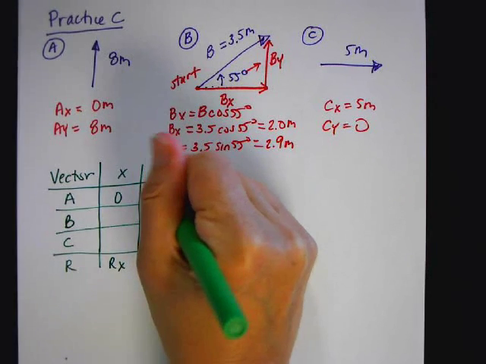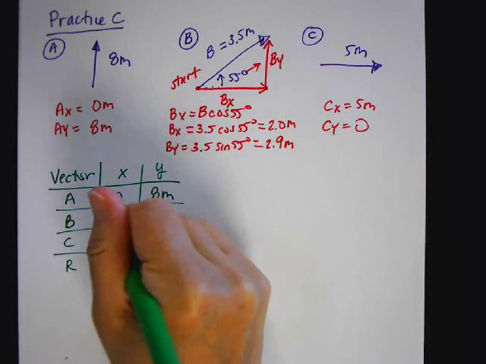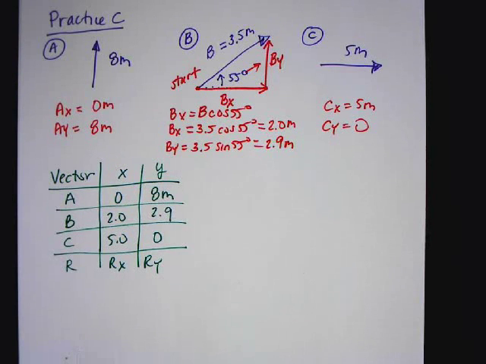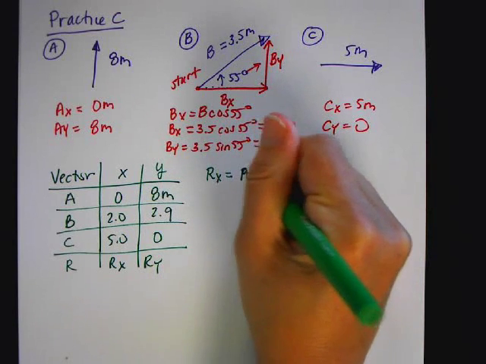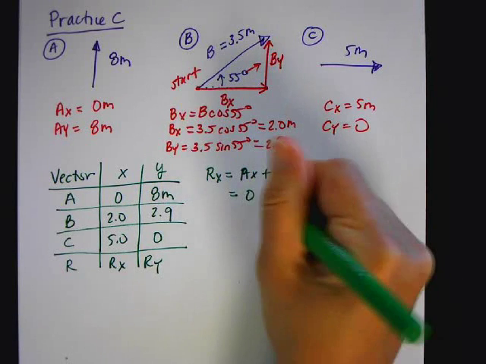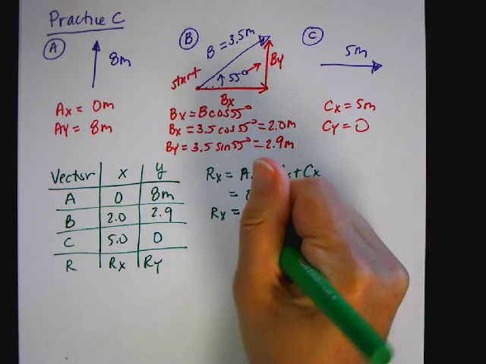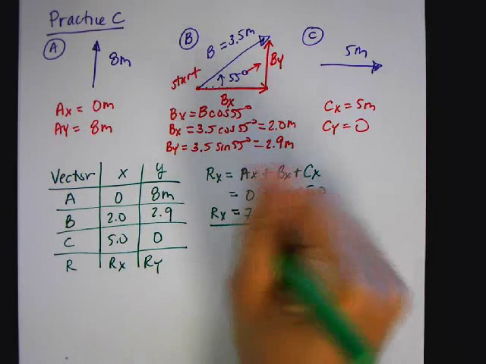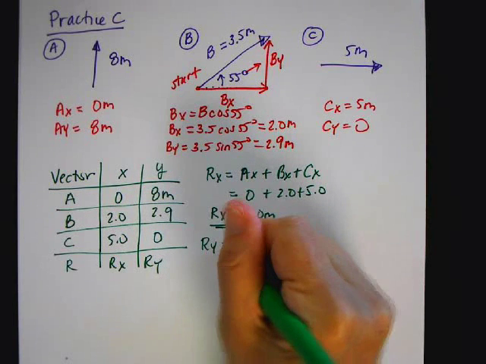Now I want to add all my X and Y components. Rx is going to be AX plus BX plus CX. So that's going to be 0 plus 2 plus 5. So Rx is equal to 7 meters. Now I'm going to do the same thing with the Y. Ry is equal to Ay plus By plus Cy, which is equal to 8 meters plus 2.9 meters plus 0. So Ry is equal to 10.9 meters.